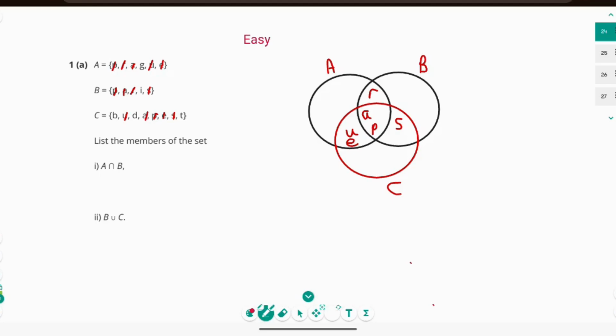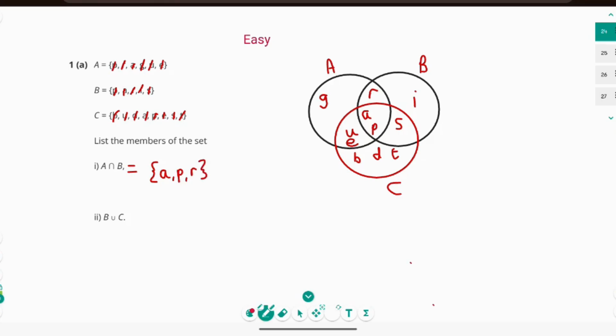What is left in A? Just the G. What is left in B? Just the I. And C, we've got B, D, T. List the members of set A intersect B. So A intersect B is this overlap here. A, P, R.